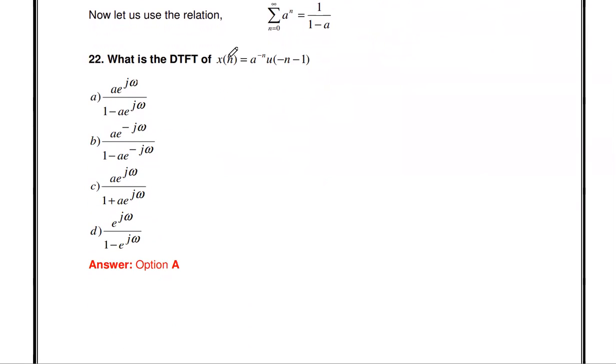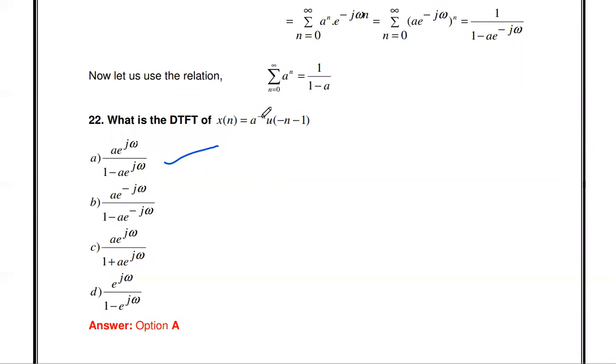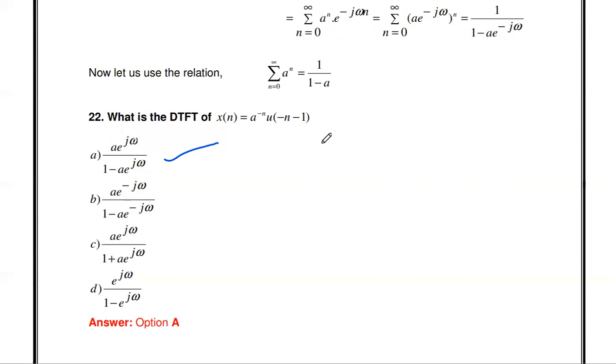Then the next one: what is the DTFT of a power minus n u of minus n minus 1? The answer is a into e power j omega by 1 minus a into e power j omega. We already solved this problem in Z transform, where a z divided by 1 minus a z is the answer. Similarly, in the place of z, put e power j omega. That's all. So a e power j omega by 1 minus a e power j omega is the answer for the a power minus n u of minus n minus 1 problem.